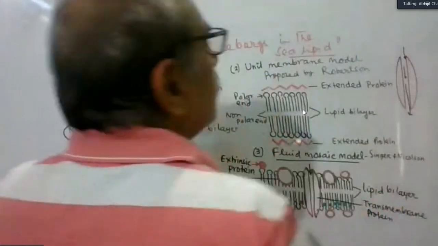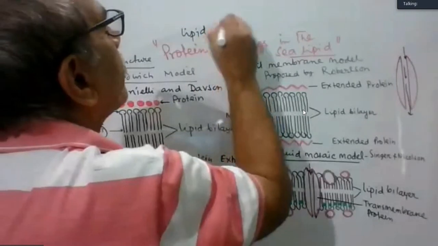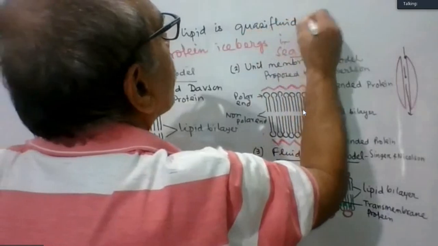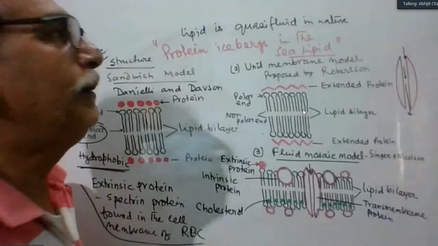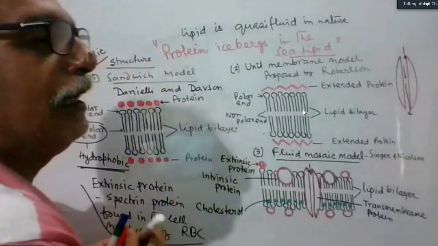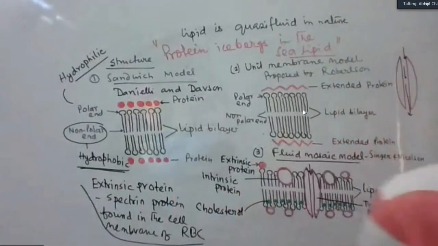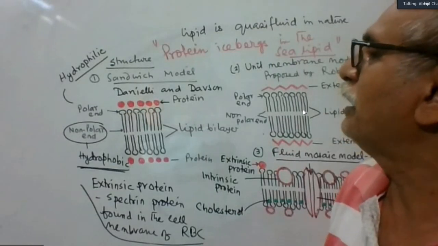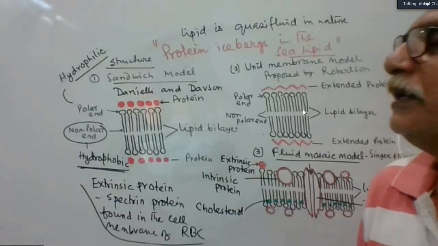Lipid is quasi-fluid in nature in the cell membrane. So lateral movement of protein molecules takes place through it. As it is of quasi-fluid nature, lateral movement of proteins is possible within the lipid bilayer. So in this way fluidity is maintained.